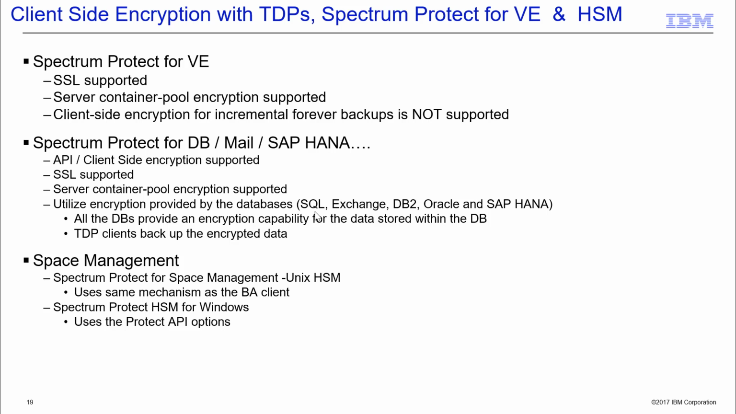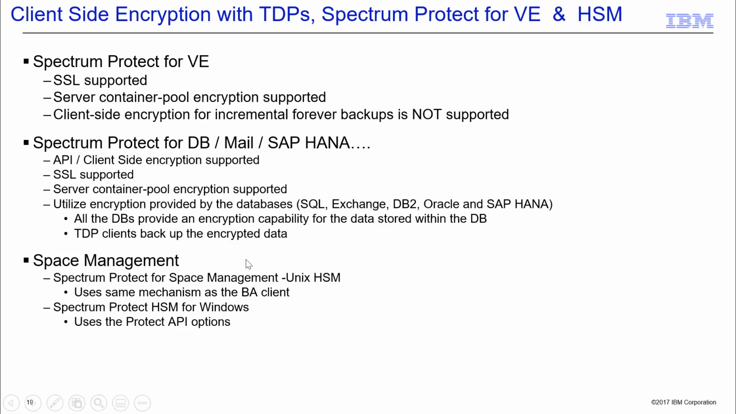When we looked at Spectrum Protect for databases, mail, or SAP HANA, then the API or client-side encryption is supported, as well as your server-side encryption. It does support SSL, and that SSL would be if you wanted to encrypt the data as it was being sent across the network. Remember, for communications in version 8.1 and above, that's automatically encrypted with SSL.